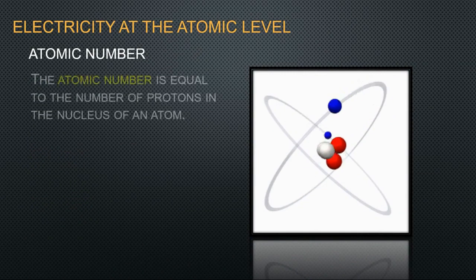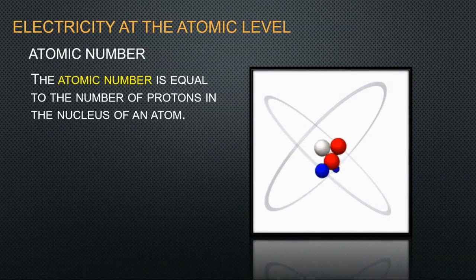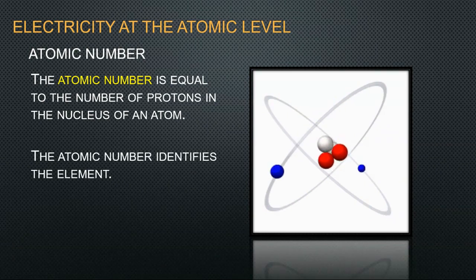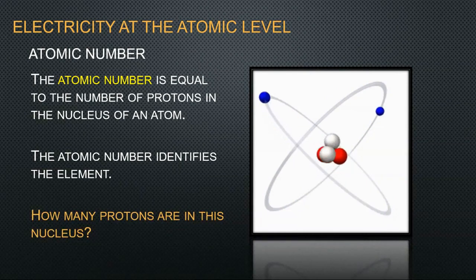The atomic number of an element is equal to the number of protons in the nucleus. This is how we distinguish one element from another. If two atoms have different numbers of protons, they are different elements. Each element has its own atomic number. This image shows an atom with two protons, so this is a model of a helium atom.